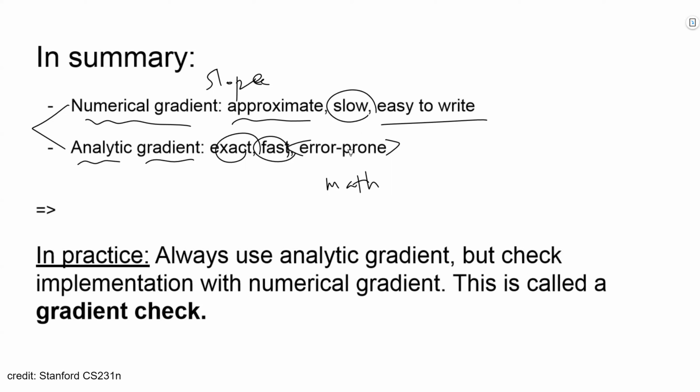And what we do in practice is we always use the analytic gradient. However, we check our implementation with the numerical gradient. So we calculate the analytic gradient on paper, and then check whether our calculation is correct or not using the numerical gradient. And this process is called gradient check.